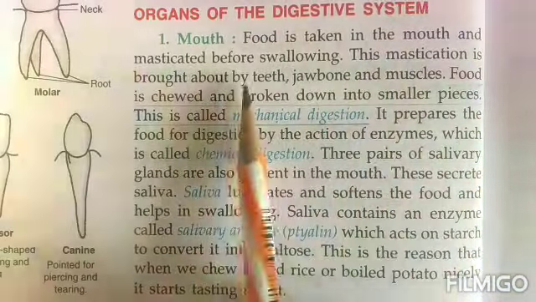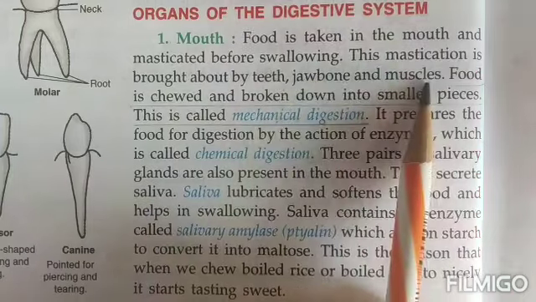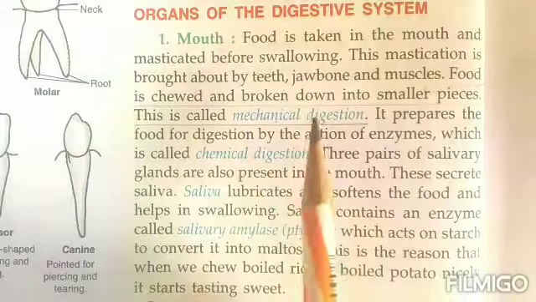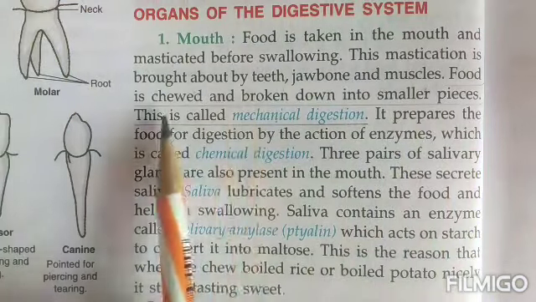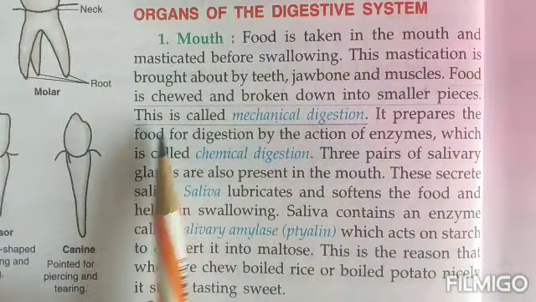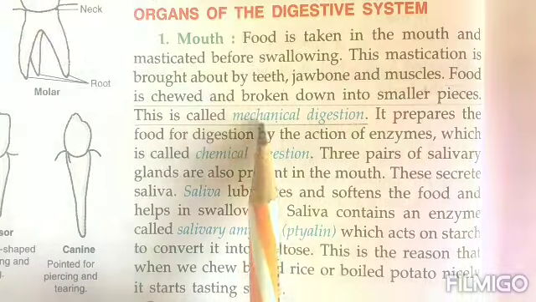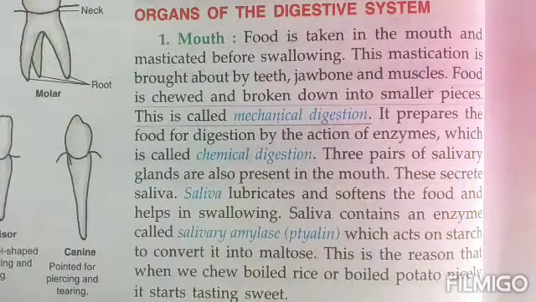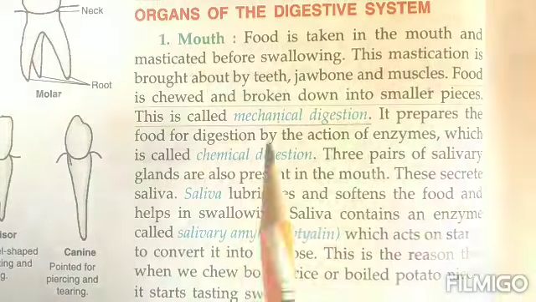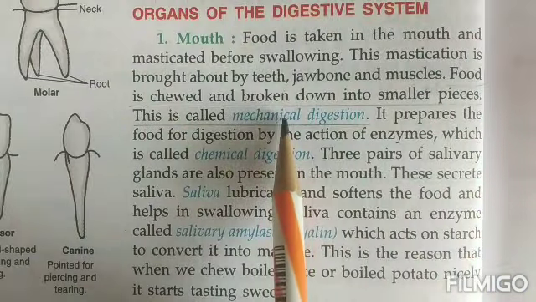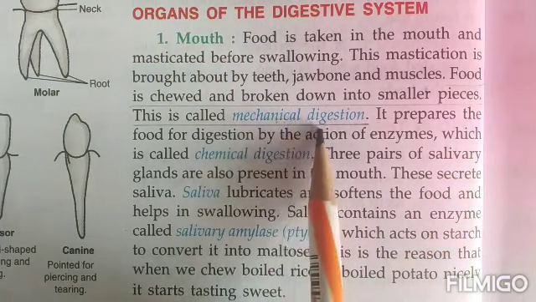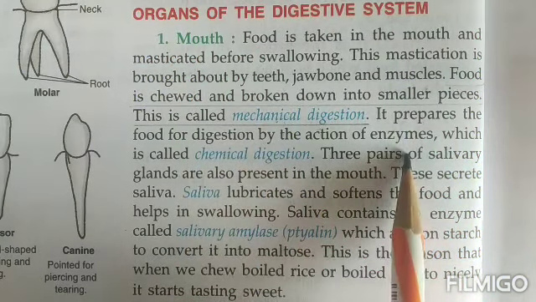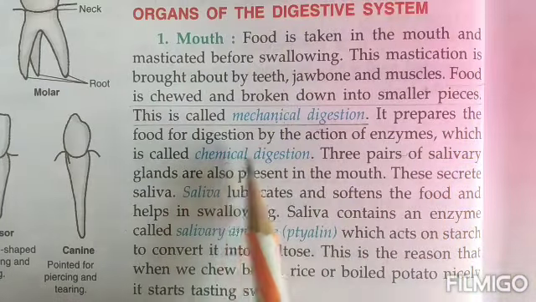This mastication is brought about by the teeth, the jawbone and the muscles. Together they work to break down the food into smaller digestible pieces. Food is chewed and broken down into smaller pieces, and this mastication is known as mechanical digestion because you are breaking it from the big piece into smaller pieces. So this is mechanical, taking place with the help of the teeth and the muscles. It prepares the food for digestion by the action of enzymes, which is called chemical digestion.